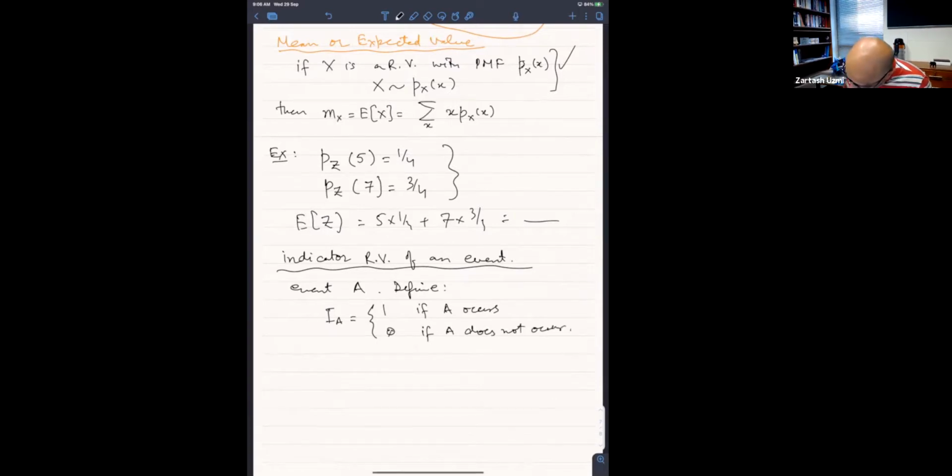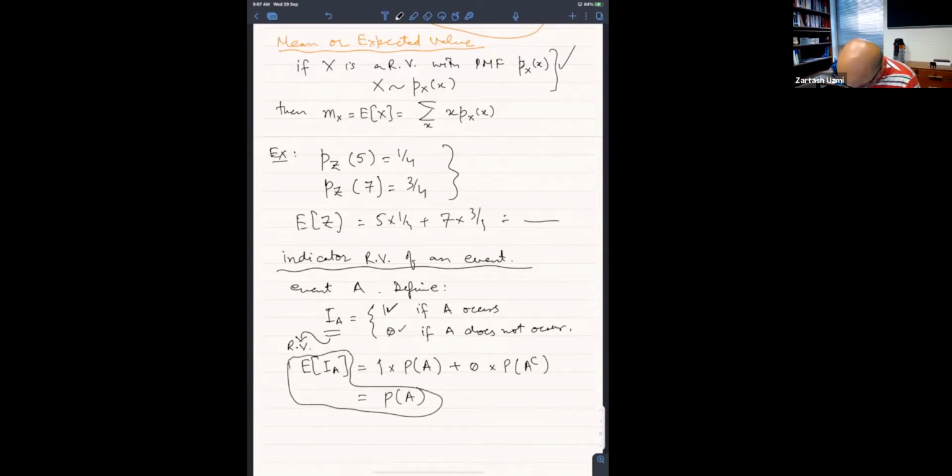I am interested in finding out the expected value of IA. IA is a random variable. What values can it take? It can take values 1 and 0. It takes value 1 with the probability that A occurs, and value 0 with the probability that A does not occur. So this is equal to P of A. So the expected value of the indicator random variable of an event is equal to the probability of that event.